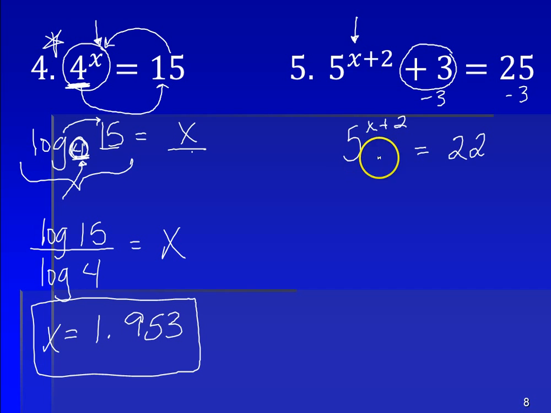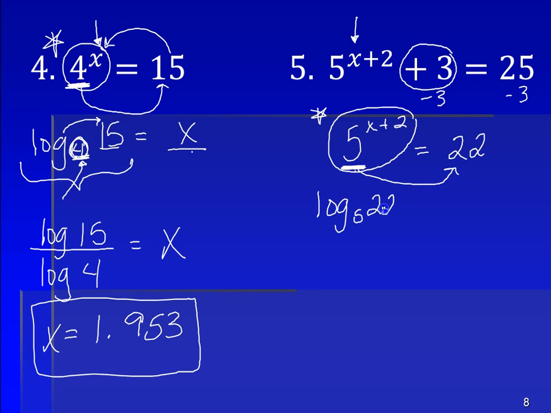Now, the x as a power is isolated, and I have it on the left-hand side. Again, keep everything consistent. So now I need to do my circle. I start with my base of 5. So log base 5 of 22 equals x plus 2.